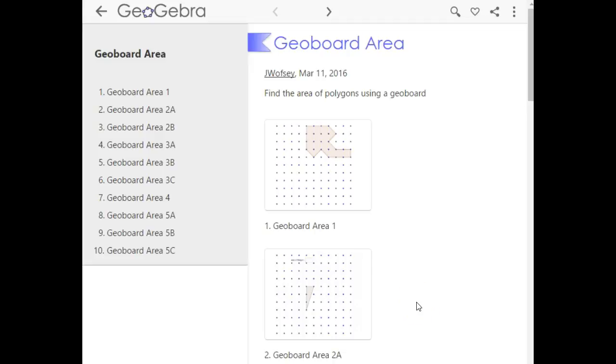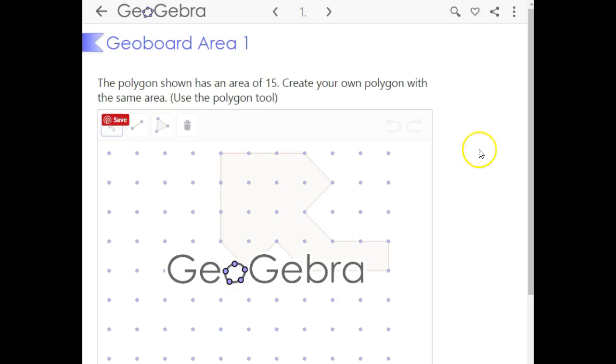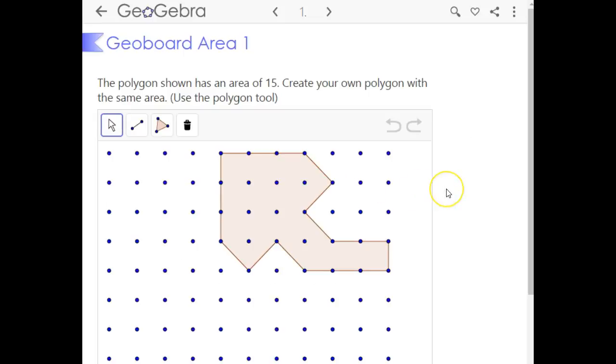Okay, so after watching Annenberg Learner's video on measuring the area of triangles, I've decided to try Geoboard, which I've heard a lot about and I've never tried before. So I've opened up Geoboard and GeoGebra, and I searched for area with a Geoboard, and this workbook came up. So I'm going to try the first one here.